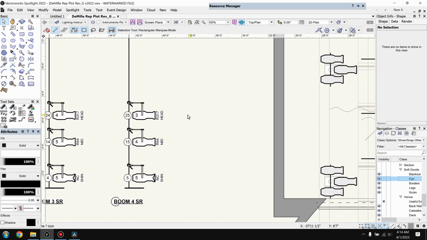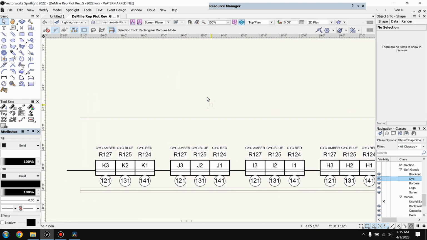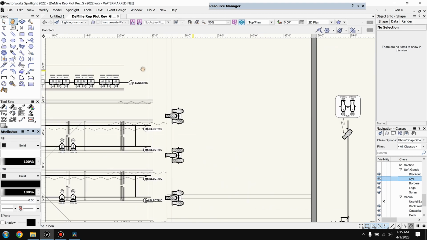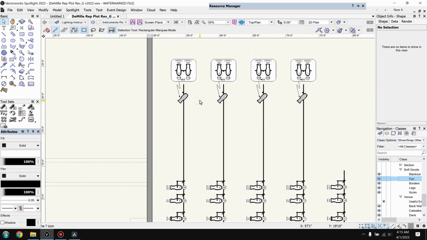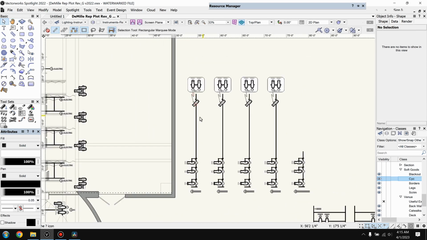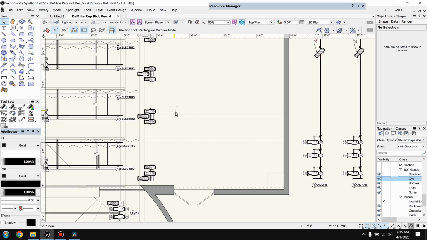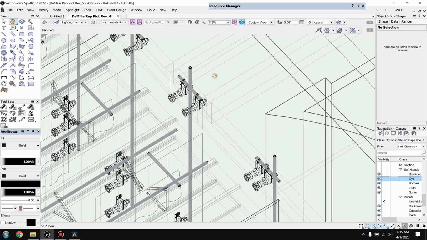We have a system of heads, mids, and shins, which is typical to find in a dance rep plot, as well as cyc lighting in amber, blue, and red. On the top of the booms, we find an instrument to the left and an instrument to the right that together make a high-side system. The instrument to the left is here on the top-down view, and the instrument to the right is here. This may make it more clear.